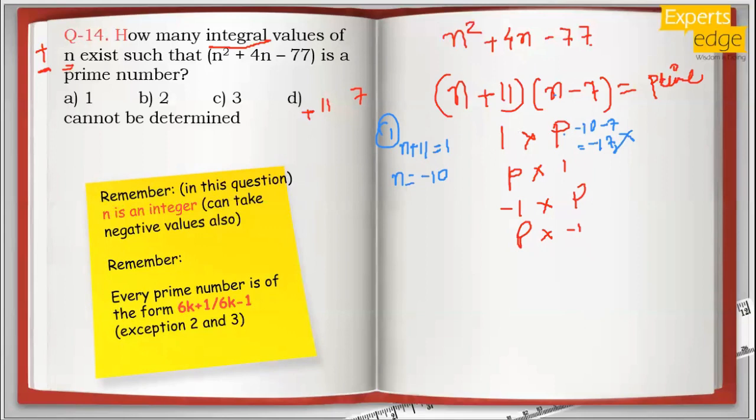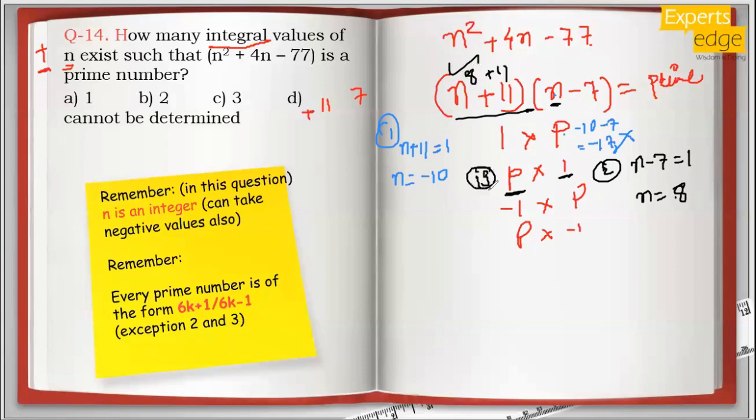Now look at the second case. Second case, n minus 7 has to be equal to 1. That means n is equal to 8. Keeping n here, I should get this expression as the prime number p. So is that happening? 8 plus 11, it is 19. 19 is a perfectly prime number. So I got one value of n, that is n equal to 8. Don't stop here because n is not a positive integer, so I need to check for negative values as well.